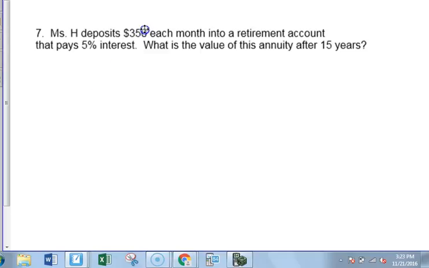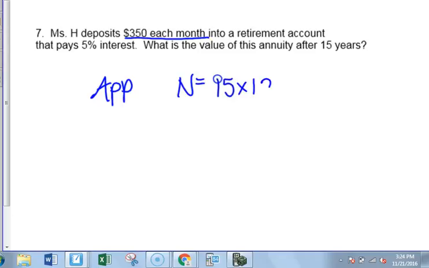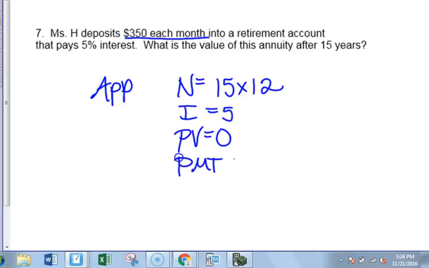All right, Ms. H is going to put $350 each month into a retirement account. Now, what are we using? Okay, we're using our app. N is the total number of payments into the account. So 15 years of monthly payments. Everybody okay? I is 5, no moving the decimal. Present value is nothing. Payment is $350. Future value is what we're trying to find. And 12 and 12.